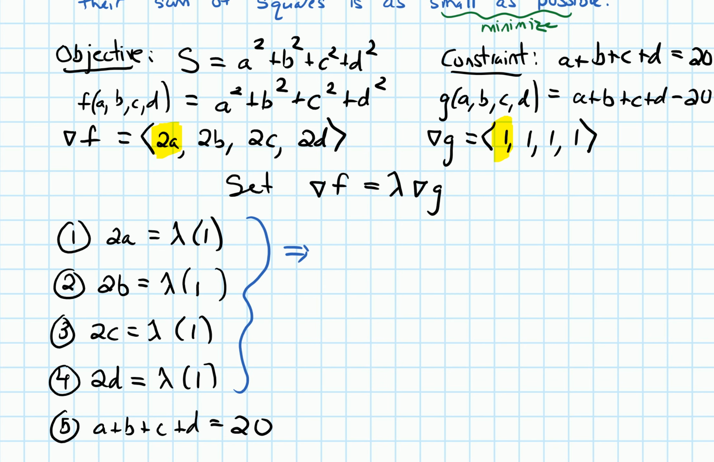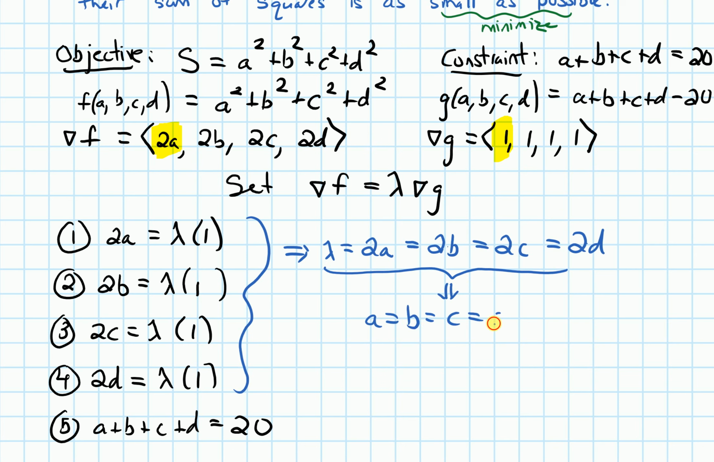I know from equations 1 through 4 that lambda equals 2a, lambda equals 2b, lambda equals 2c, and lambda equals 2d. So 2a, 2b, 2c, and 2d are all equal. Collectively now, if I divide these last four terms all by 2, we get that a equals b equals c equals d. So all of those variables need to be the same.